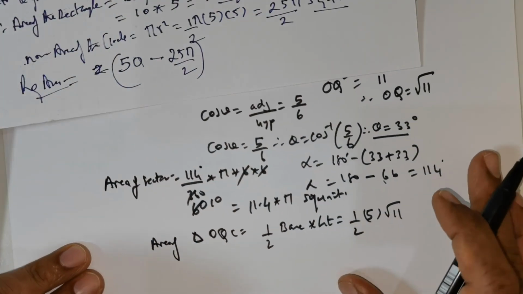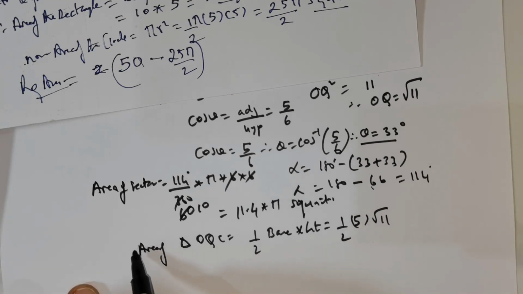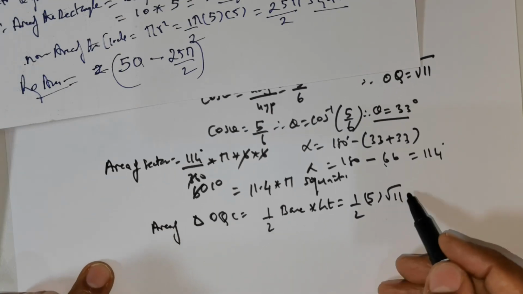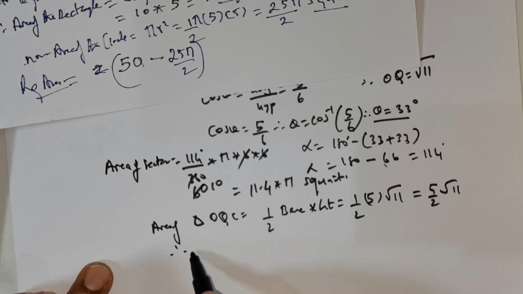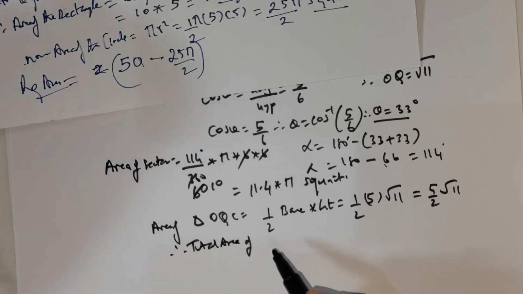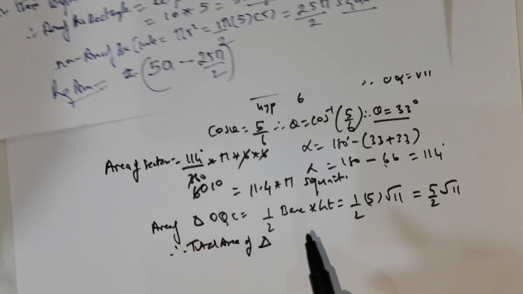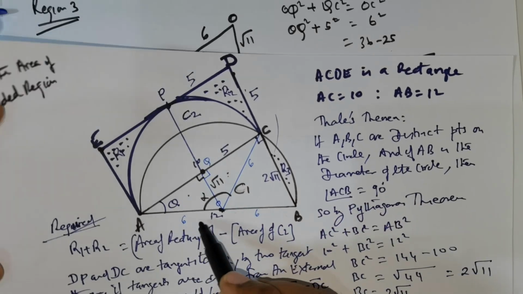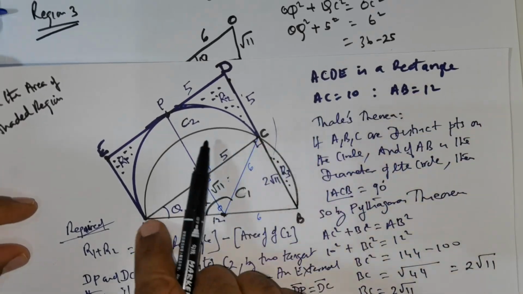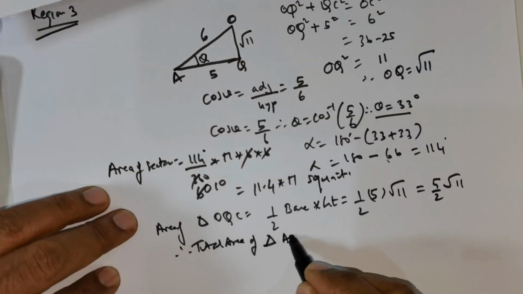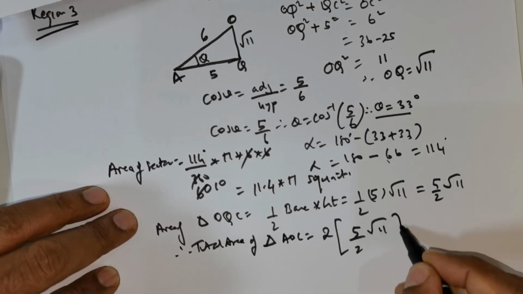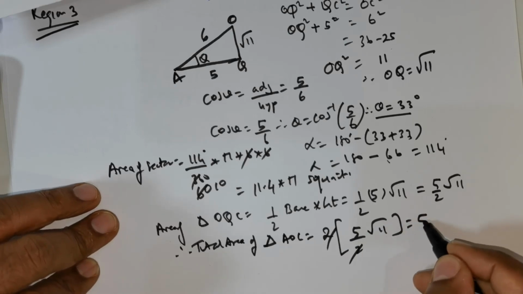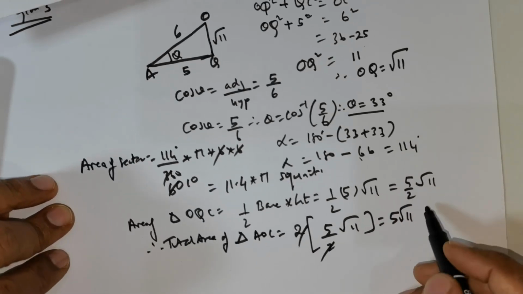So let me just take this. This is equal to 5 over 2 root 11. Therefore, the total area of triangle AOC, this entire triangle AOC, is going to be 2 times 5 over 2 times root 11. That is nothing but 5 times root 11 square units.